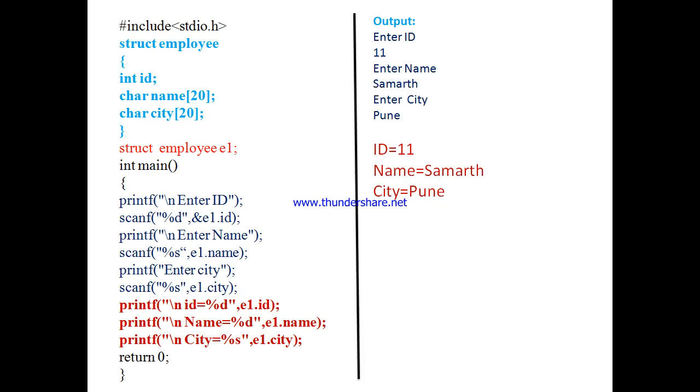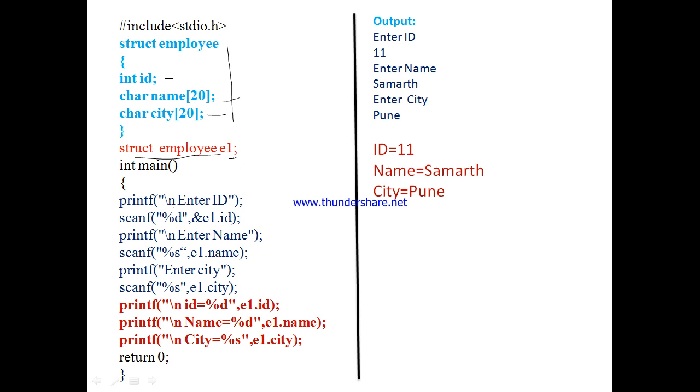Let us see the example. If you see this example, the structure employee is defined having three members: int id, character array name, and character array city. Now here we have declared the structure variable struct employee e1. e1 is a structure variable. Now we have to access the structure members id, name, city. We can access e1.id, e1.name, e1.city.